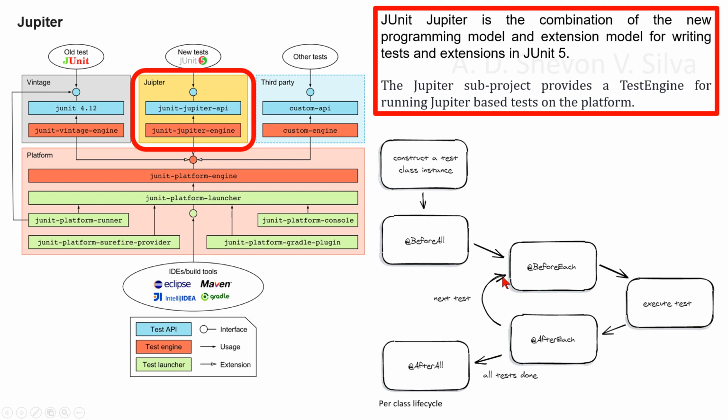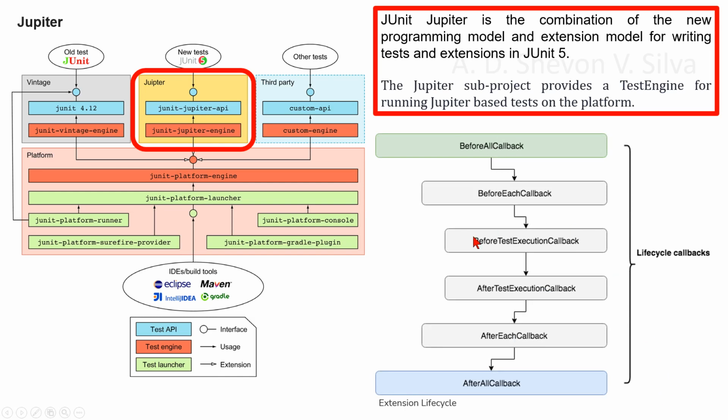Here you can see the construct test class instance is connected to @BeforeAll, and BeforeAll is connected to BeforeEach, and BeforeEach is connected to execute test, and execute test is connected to AfterEach. AfterEach is connected to BeforeEach, and new test is passed from AfterEach to BeforeEach, and AfterEach is connected to AfterAll, and all tests done is passed from AfterEach to AfterAll.